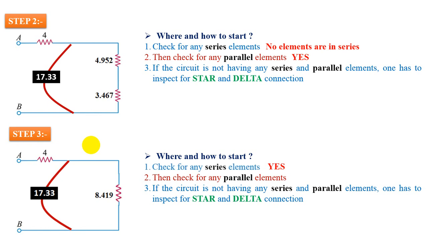If not in series, then check for parallel. If they are in parallel, do it, and then again start, check whether they are in series or parallel, and so on. If they're not in series and not in parallel, what do you have to do? You have to arbitrarily choose either star to delta or delta to star transformation. Now here none of the elements are in series.